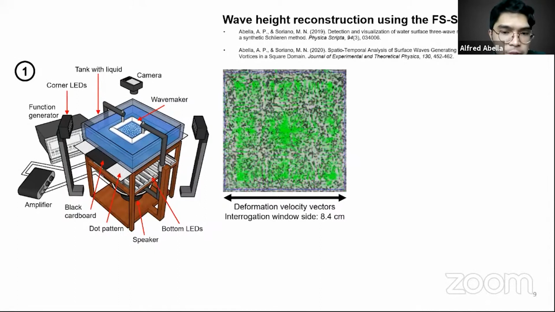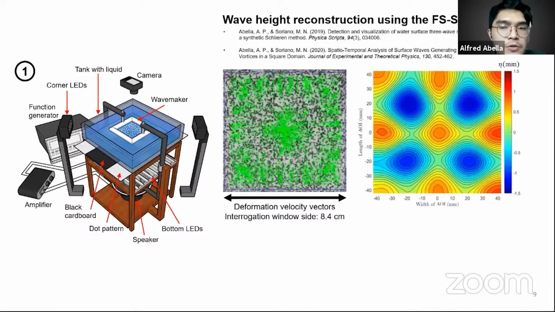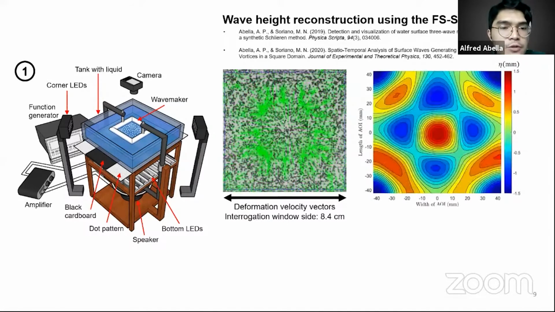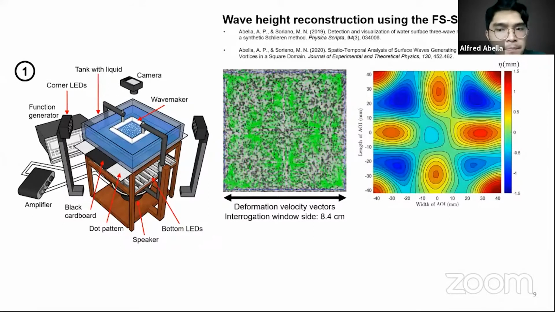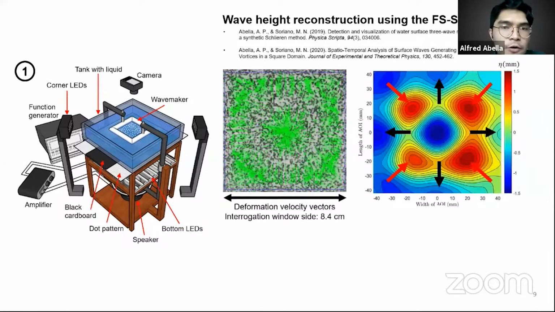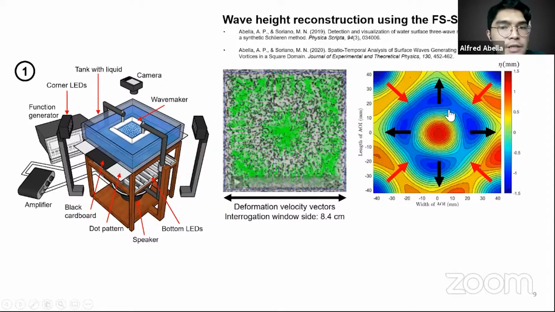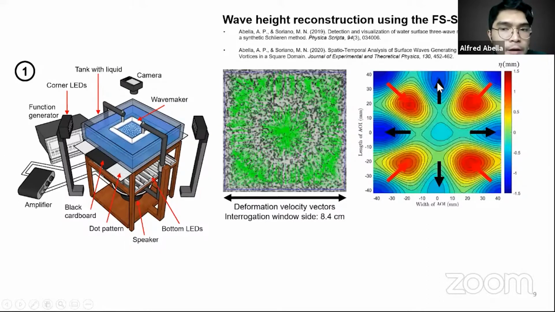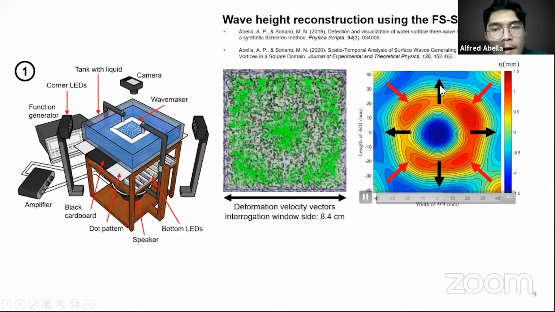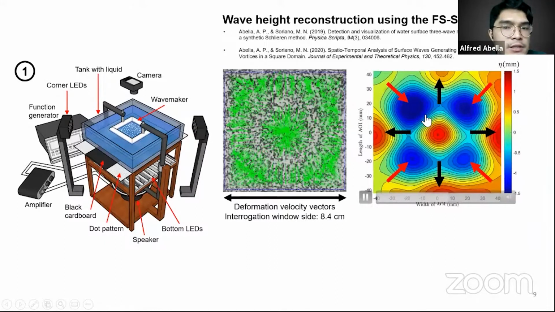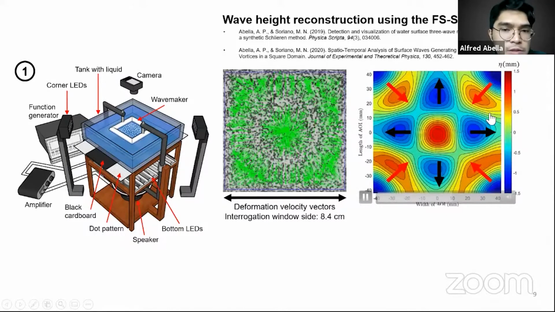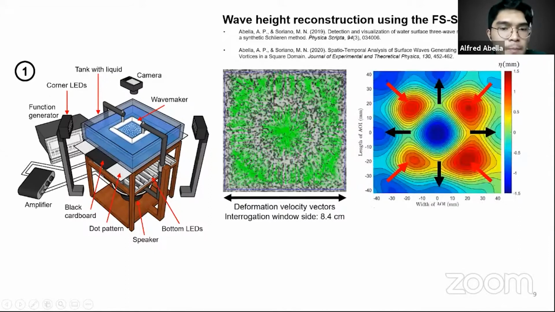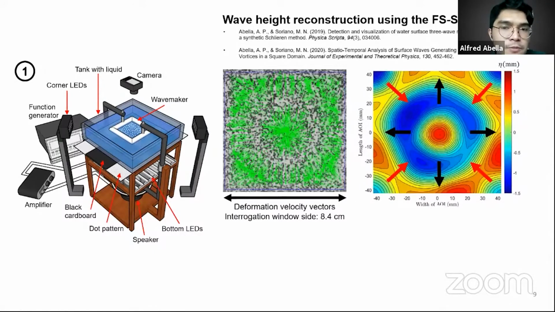So these are the deformation velocity vectors, and from these vectors, we can derive the wave motion. This is the wave motion which produces the vortex structure. We can observe that along the corners, shown by the red arrows here, the waves go in towards the center, while the black arrows point outwards towards the edges. So the motion of these waves is what produces the octupole vortex structure.